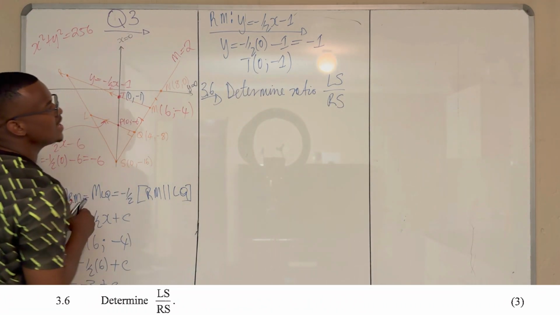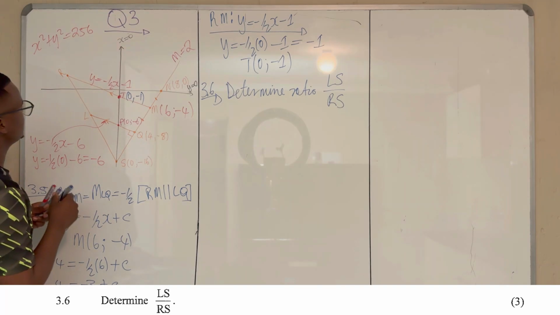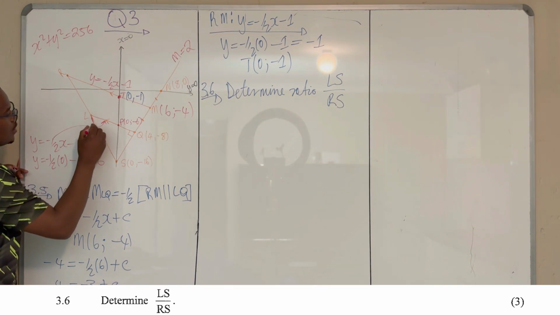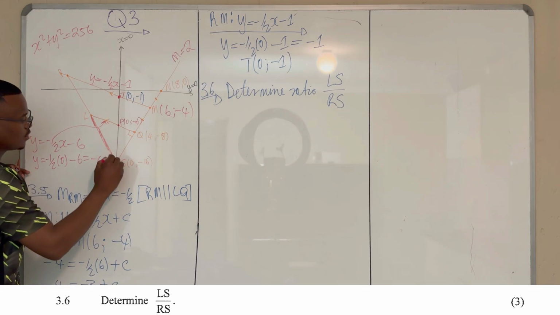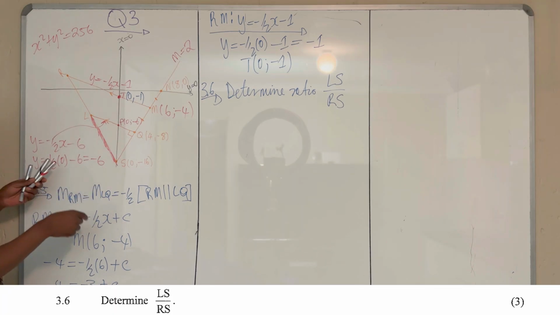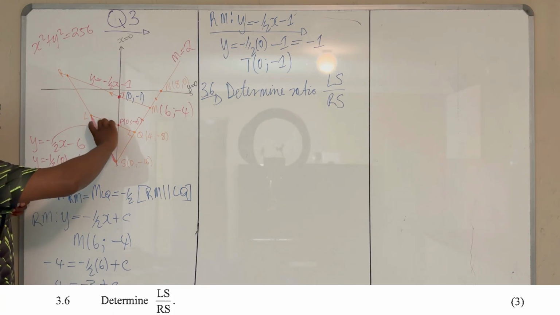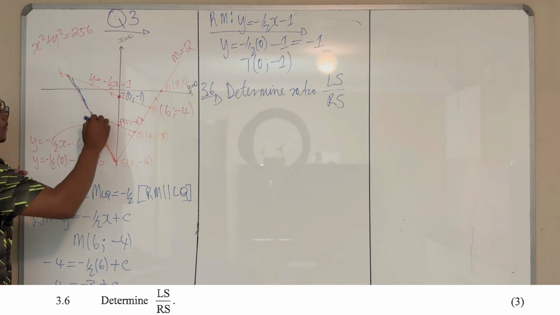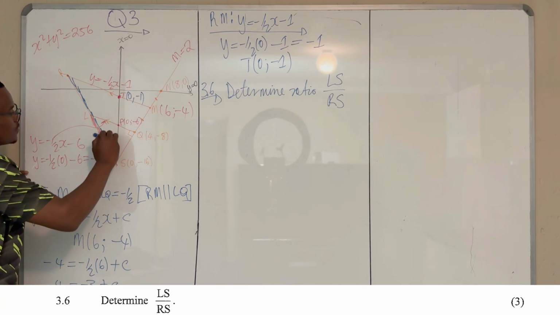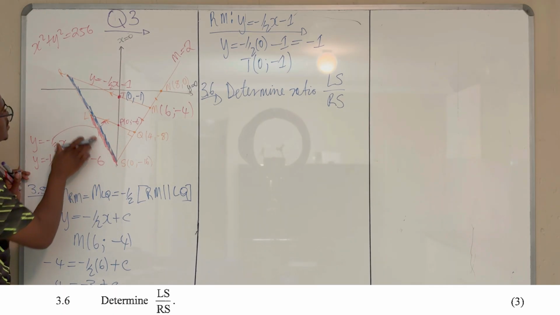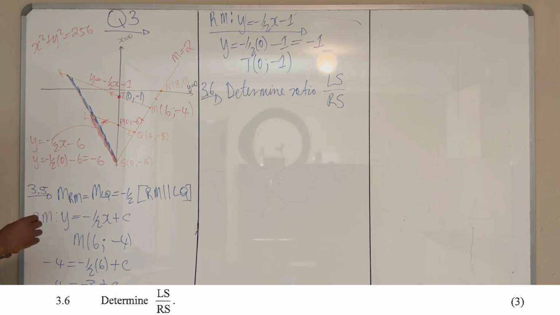Where is LS? LS is this part over here. You want LS to what? To RS, which is the entire thing. So they want this part to the entire length over here. This is the ratio that they want. They want LS to RS. No problem. How are we going to go about this?